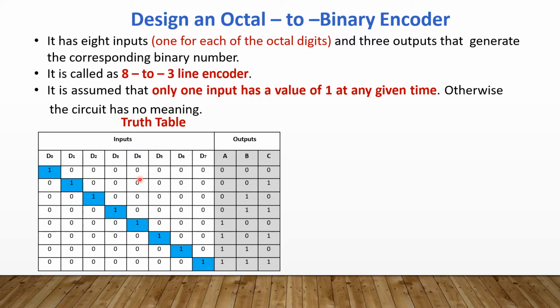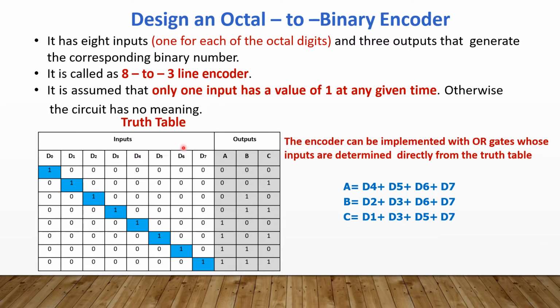From this truth table, the encoder can be implemented by using OR gates, and the inputs of the gates can be determined from the truth table. If we look at the output column A alone, output A is equal to 1 for the inputs D4, D5, D6, D7, so we can write A equal to D4 plus D5 plus D6 plus D7. Similarly, output B can be written as D2 plus D3 plus D6 plus D7. Similarly, we can write it for C also.